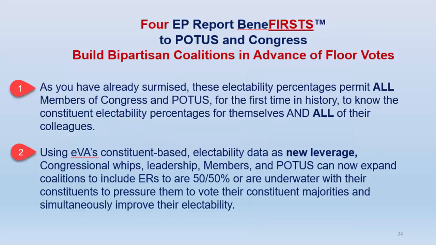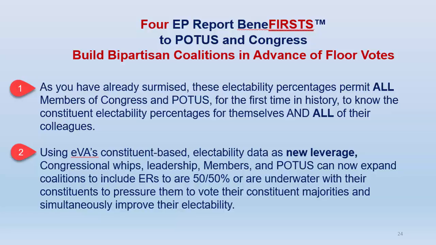Four: EP report BeneFIRSTS to POTUS and Congress. Build bipartisan coalitions in advance of floor votes. As you have already surmised, these electability percentages will permit all members of Congress and POTUS, for the first time in history, to know the constituent electability percentages for themselves and all of their colleagues.